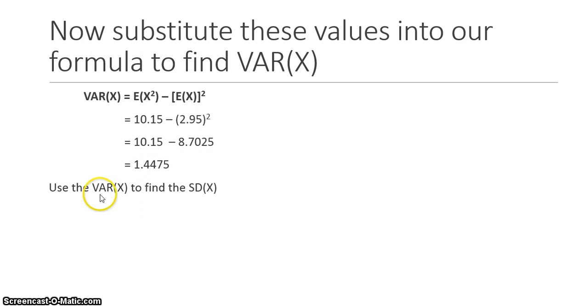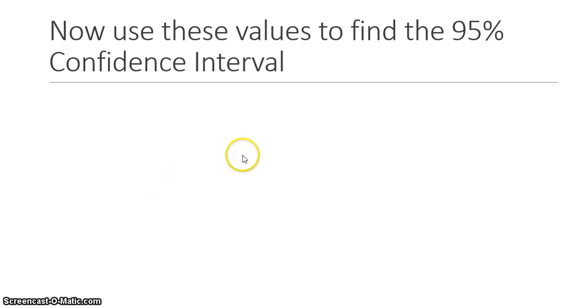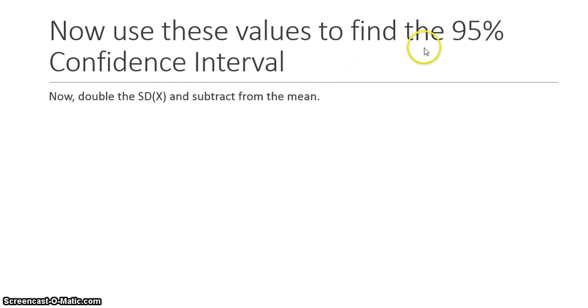Now I'm going to use this value, this variance of x, to find the standard deviation of x. We know that the standard deviation of x is equal to the square root of the variance, so I'm going to find the square root of 1.4475, and I get 1.203. Now I'm going to use these values of the standard deviation to find the 95% confidence interval. Because the 95% confidence interval is 2 standard deviations away from the mean, I'm going to double the standard deviation of x and subtract this answer from the mean. When I do this, the mean is 2.95 and I take away 2 times the standard deviation. I get 0.544.